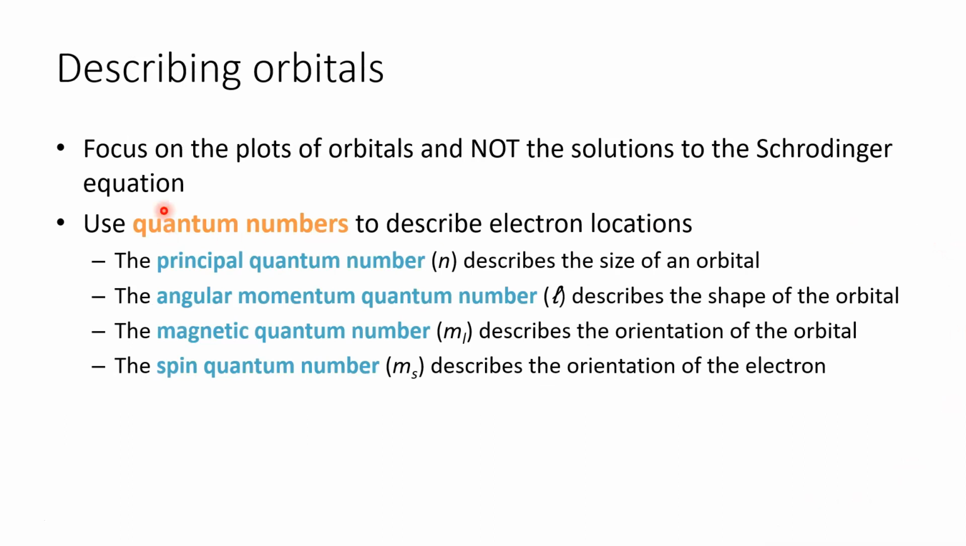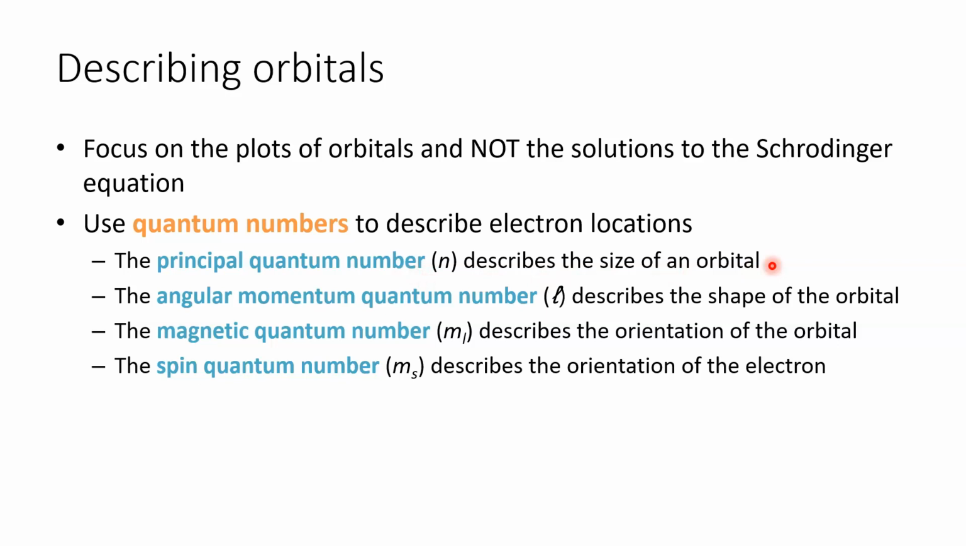Okay, so we are going to focus on the plots of these orbitals, and so I want to describe them. We use something called quantum numbers to describe electron locations. There are 4 quantum numbers, and I'm going to go through those, and then we're going to briefly apply this concept. The first is the principal quantum number. That is n. That describes the size of the orbital.